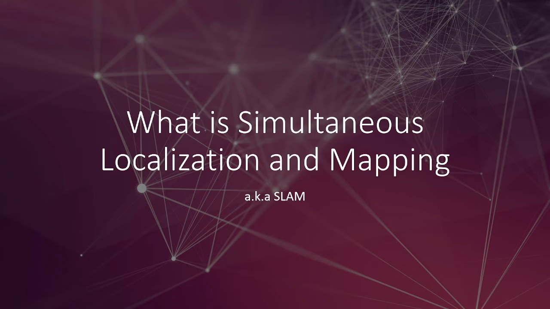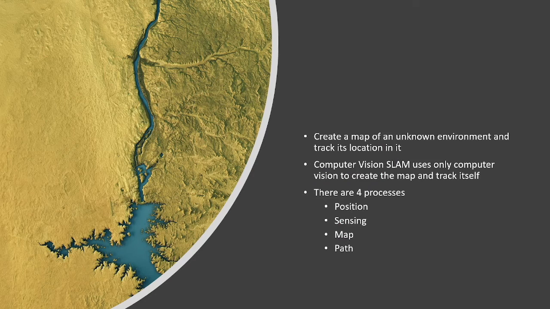So, what is simultaneous localization and mapping? Oof, that's such a long name. We'll just call it SLAM. It's easy, no? Slamming. So SLAM creates a map of an environment. It might be an unknown environment, or it can be a known environment, but it would rather be an unknown one. And then it uses algorithms to track itself inside that environment.